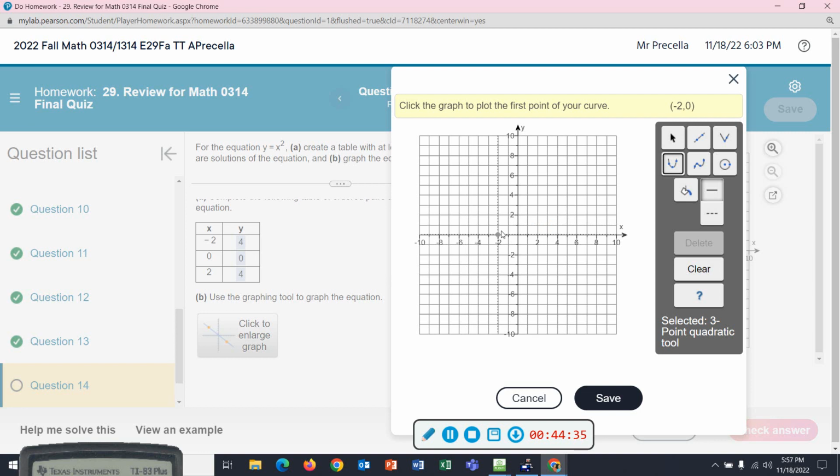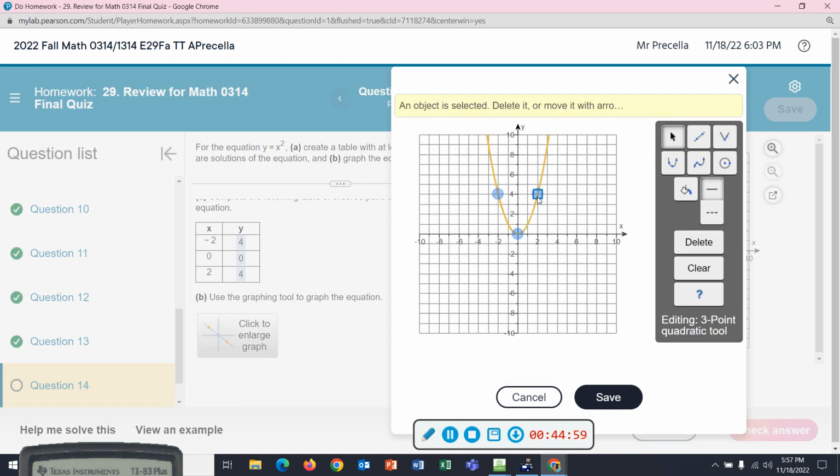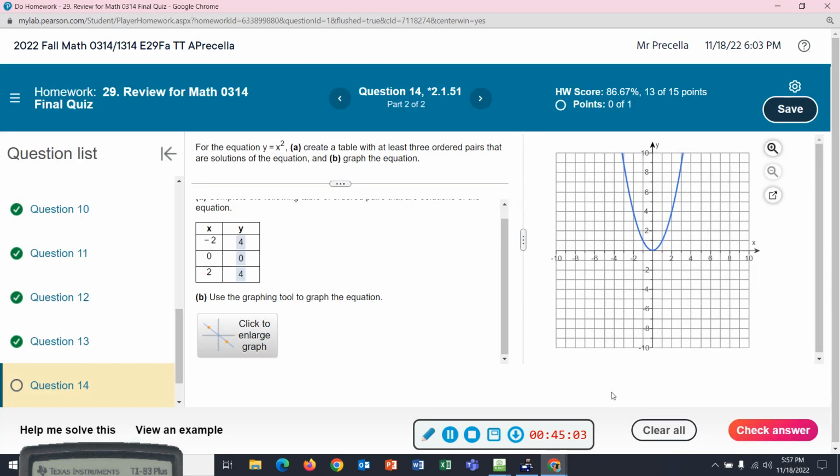Starting with left 2 up 4. Left 2 up 4. Then plot the second one, 0, 0. Oh, pardon me. And then finally the third point, this one right here, right 2 up 4. Also save it and check it.